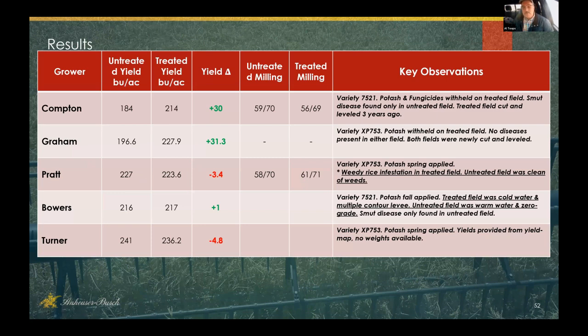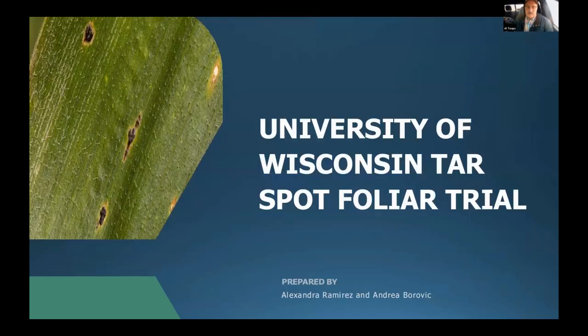Well, what are we doing to affect the function? So that's why I like to look at data. Sometimes our inputs alone affect the ability for those plants to function better. We just finished a tar spot trial with the University of Wisconsin, looking at the Defend Pro and tar spot.